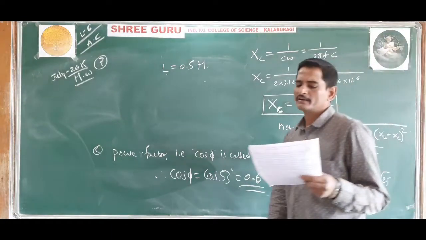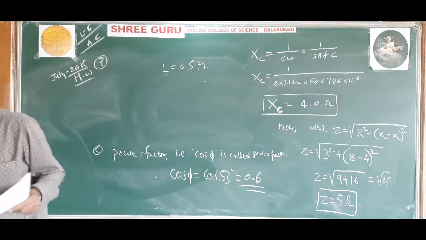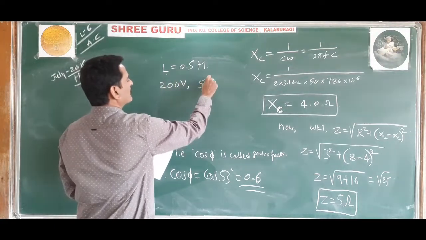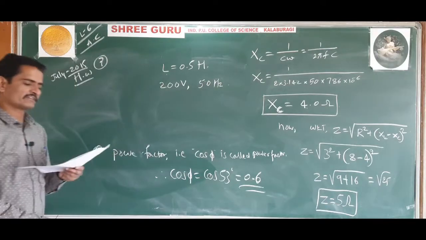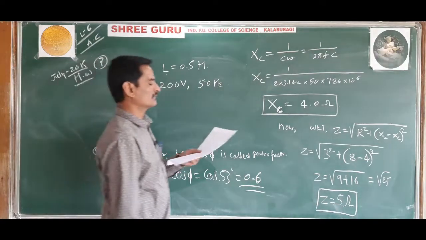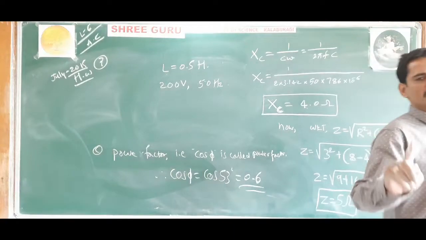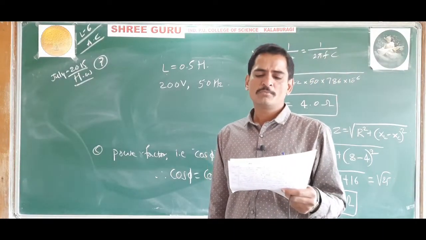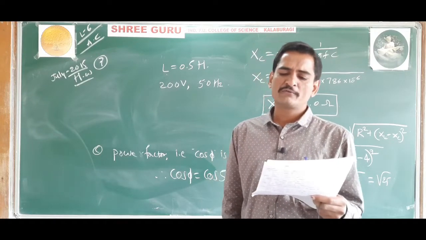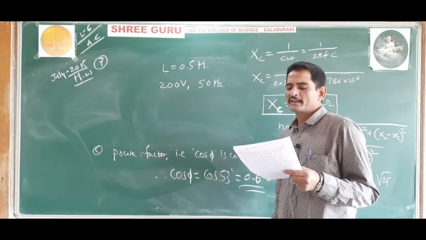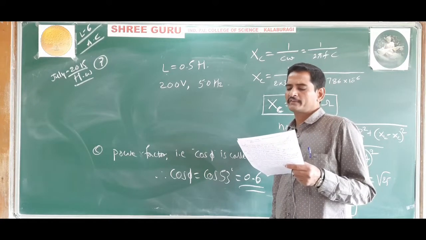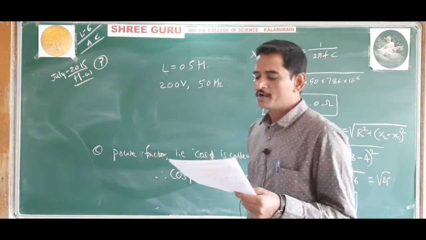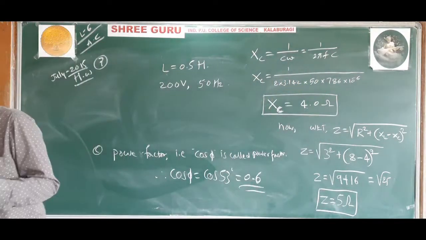of 200 volt, 50 hertz. This is one complete sentence. Once again, I will read the question. A resistor of 100 ohm, a pure inductance coil of L equal to 0.5 henry, and a capacitor are in series in a circuit containing an AC source of 200 volt, 50 hertz.